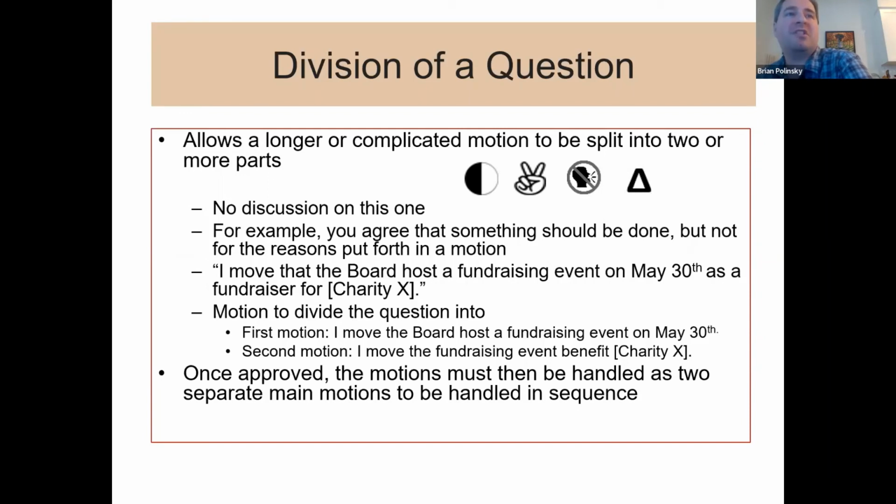For example, you agree that something should be done, but not for the reasons put forth in the motion. So let's say someone made a motion. I move that the board host a fundraising event on May 30th as a fundraiser for charity X. And maybe someone thinks, well, we do want to have a fundraising event on that day, but I'm not sure that we want it to go to charity X. Therefore, I'm going to make a motion to divide the question into 2 motions. The first motion would be, I move the board host a fundraising event on May 30th. Second motion, I move the fundraising event benefit charity X. And therefore, we have 2 different motions and we can debate each of those things individually. Once approved, the motions must then be handled as 2 separate main motions to be handled in sequence.